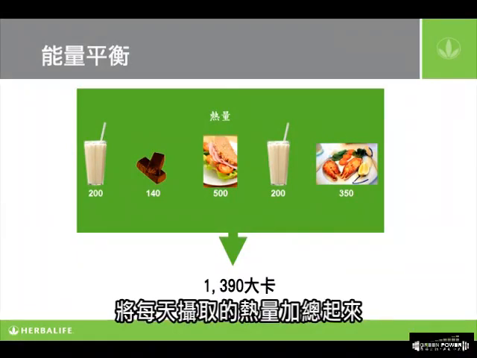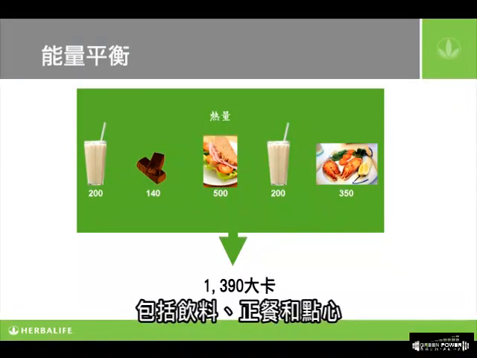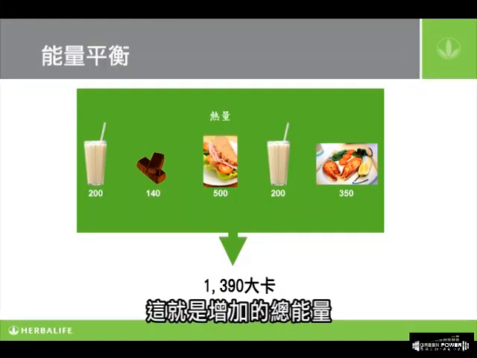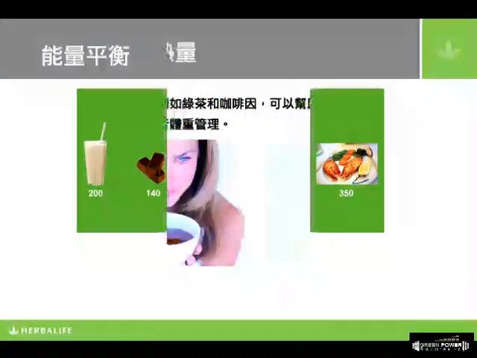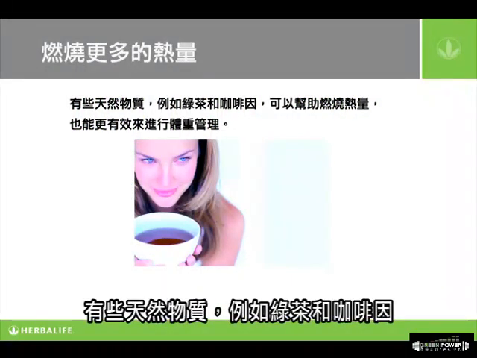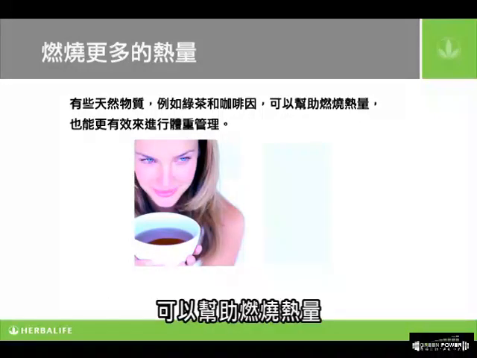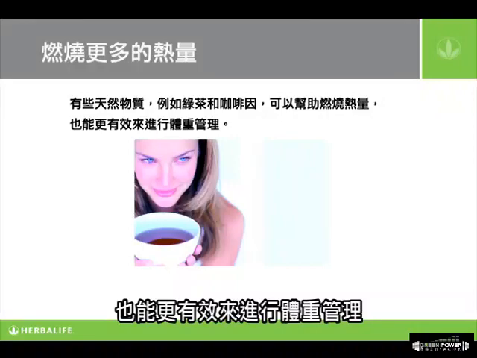Total all the calories consumed during the day, including drinks, meals, and snacks. That is your energy in. Every calorie counts, even if it's an empty calorie. Some natural substances, such as green tea and caffeine, can increase the number of calories you burn and may help you lose weight more effectively.